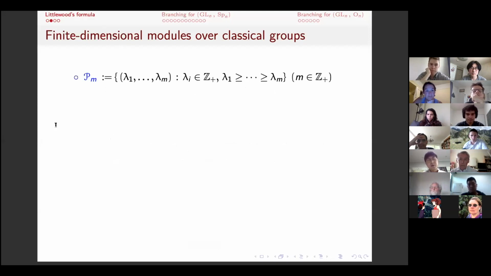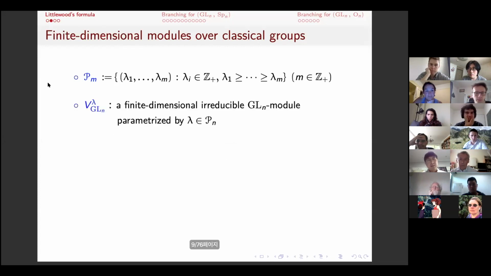Let P of m be the set of partitions whose length is less than or equal to m. Then it is well known that there is a one-to-one correspondence between finite-dimensional irreducible GL_n modules and the partition set P of n. So we denote by V sub GL_n lambda a finite-dimensional irreducible GL_n module parameterized by the partition lambda.